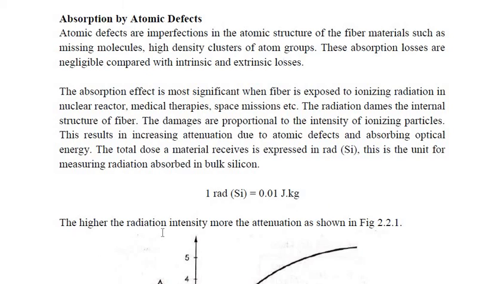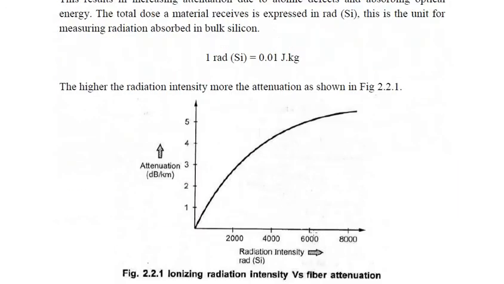The higher the radiation intensity, the more the attenuation, as shown. So, as the radiation is increasing, attenuation keeps increasing. This exponential graph is showing attenuation versus radiation.